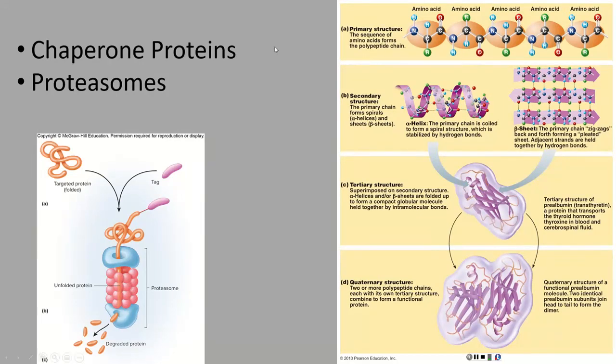Maybe it still doesn't fold correctly. And if a protein has not got the right shape, it can't do its job, remember? So a proteasome is a special protein that breaks down misfolded proteins so that they can go through the process again and be assisted by a chaperone protein. But proteasomes just break down misfolded proteins so that they can try to go through the process again.